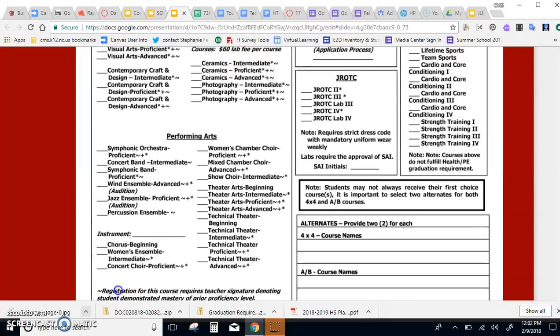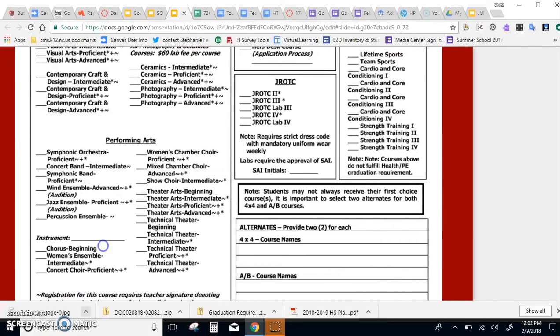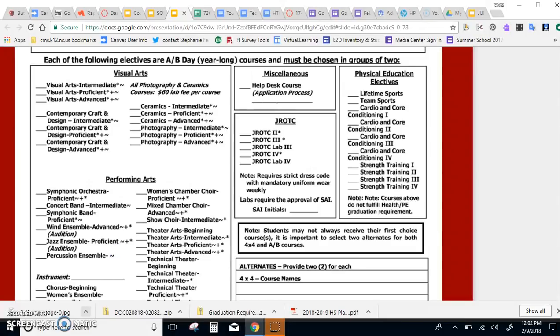Next, let's look at ROTC. You must have the signature of your teacher in order to select JROTC labs. Next, let's look at physical education. Please do not select more than 2 PE courses. Do not select a PE course that you have previously taken unless it has a level 1, 2, 3, or 4 beside it. You will not receive credit twice for lifetime sports or team sports.